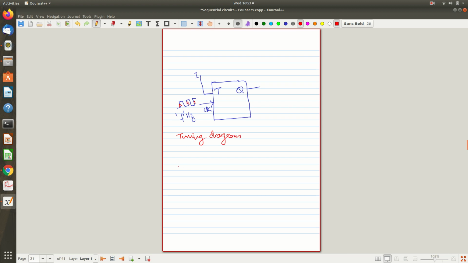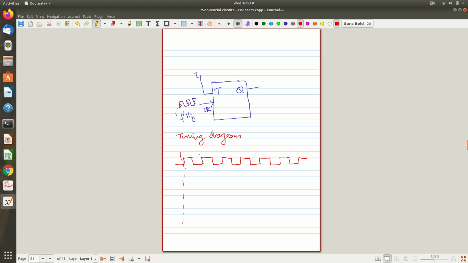So let's take the input clock to be something like this. I'm randomly drawing a clock, okay? Something like a square wave I'm trying to draw, but it looks different. Anyways, you assume it as a square wave, okay? Fine. Now, what about it?